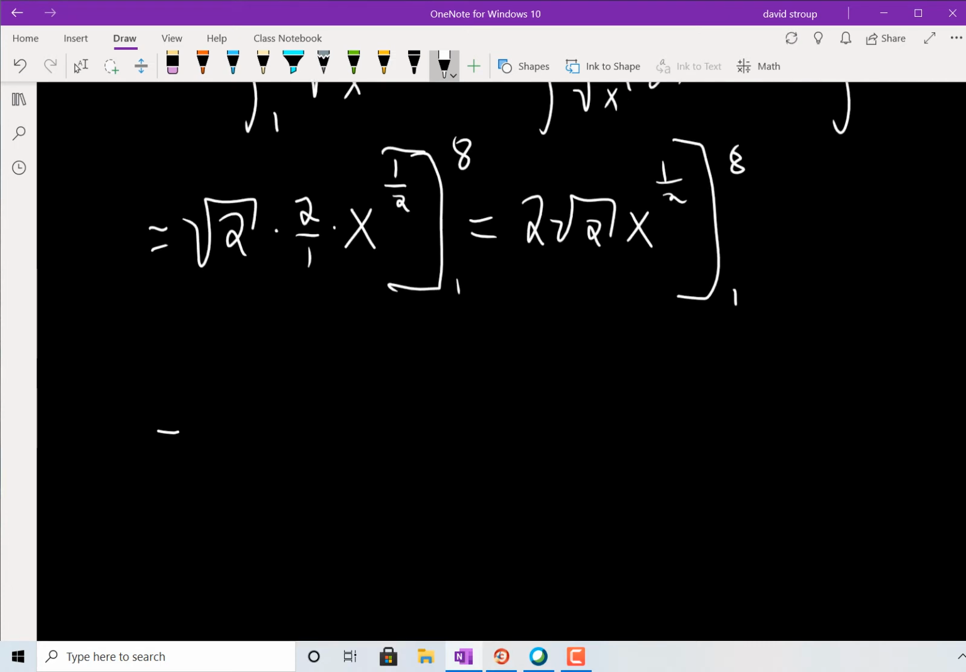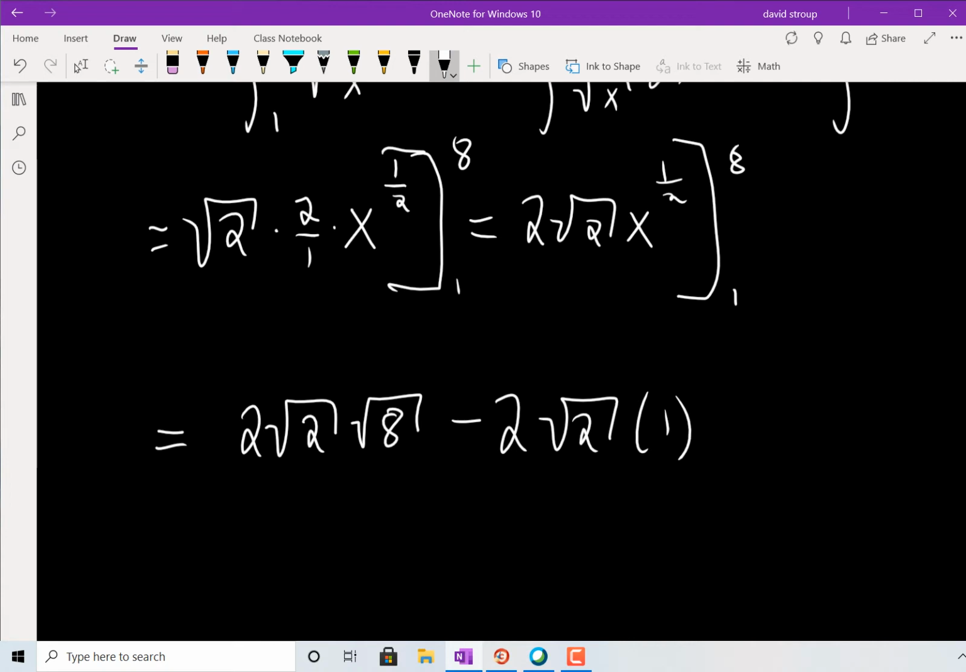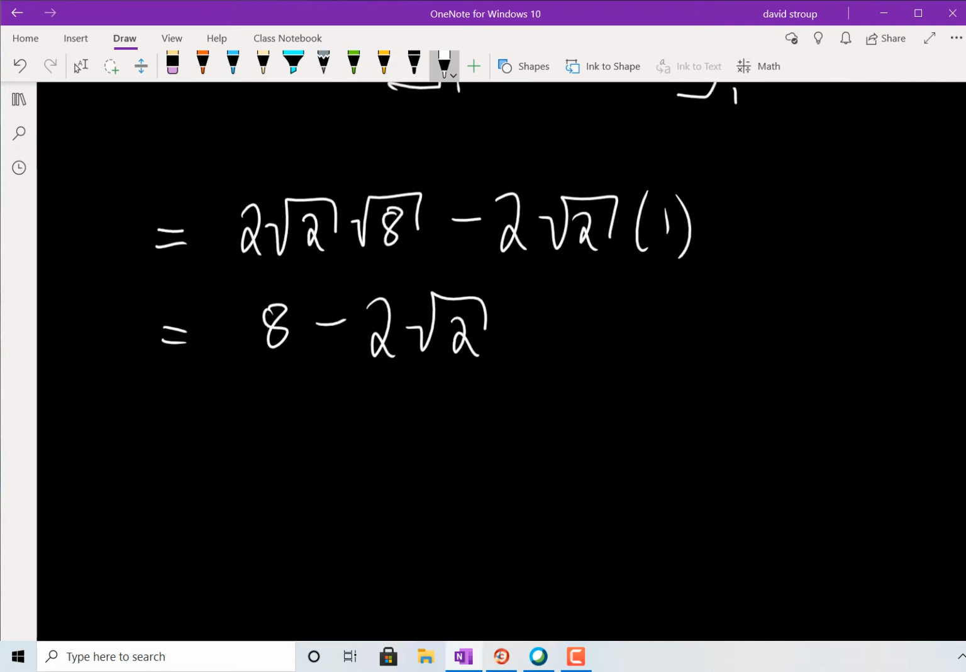So plug in 8 first. I have 2 square root 2 times the square root of 8, minus, now you plug in 1, 2 square root 2 times 1. The square root of 8 is 2 root 2. So basically you have square root of 2 times 2 root 2, which is 8, minus 2 square root 2. And that's all she wrote for that one.